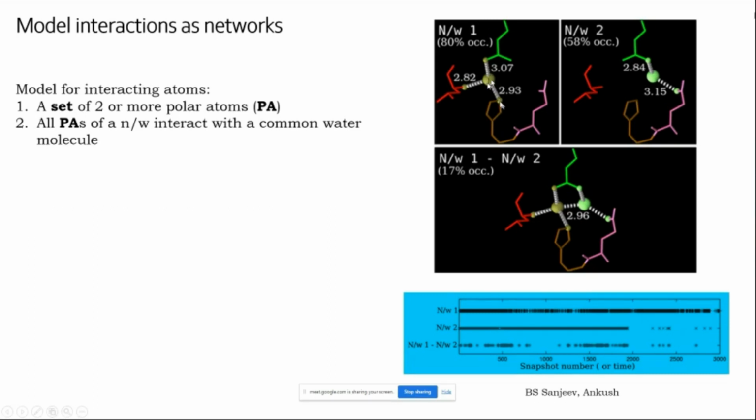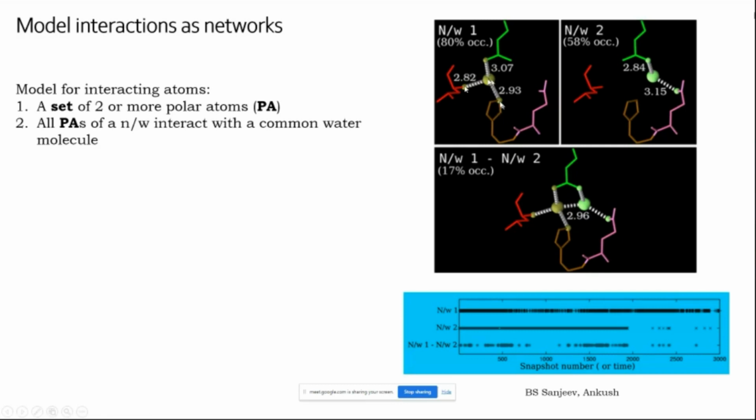I mean, those polar atoms should not be waters. That is something that should be clear to you. Because this water molecule will form a network only if there are two or three. Here, there are two different atoms that are interacting with this common water. Here, there are three. So this is network one.